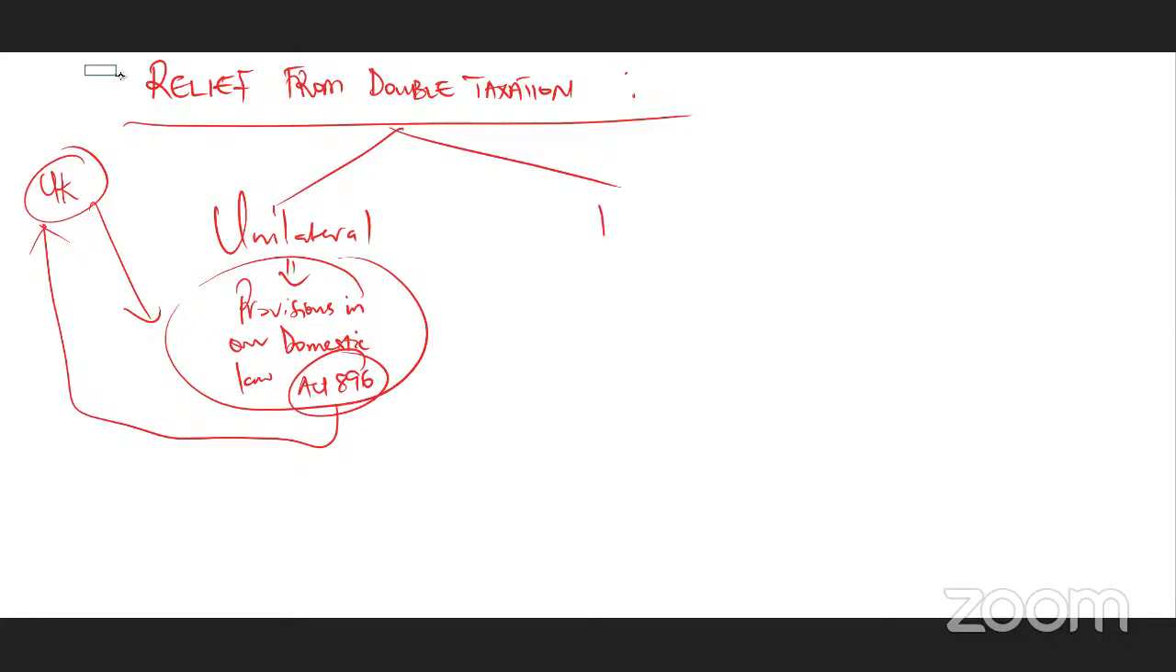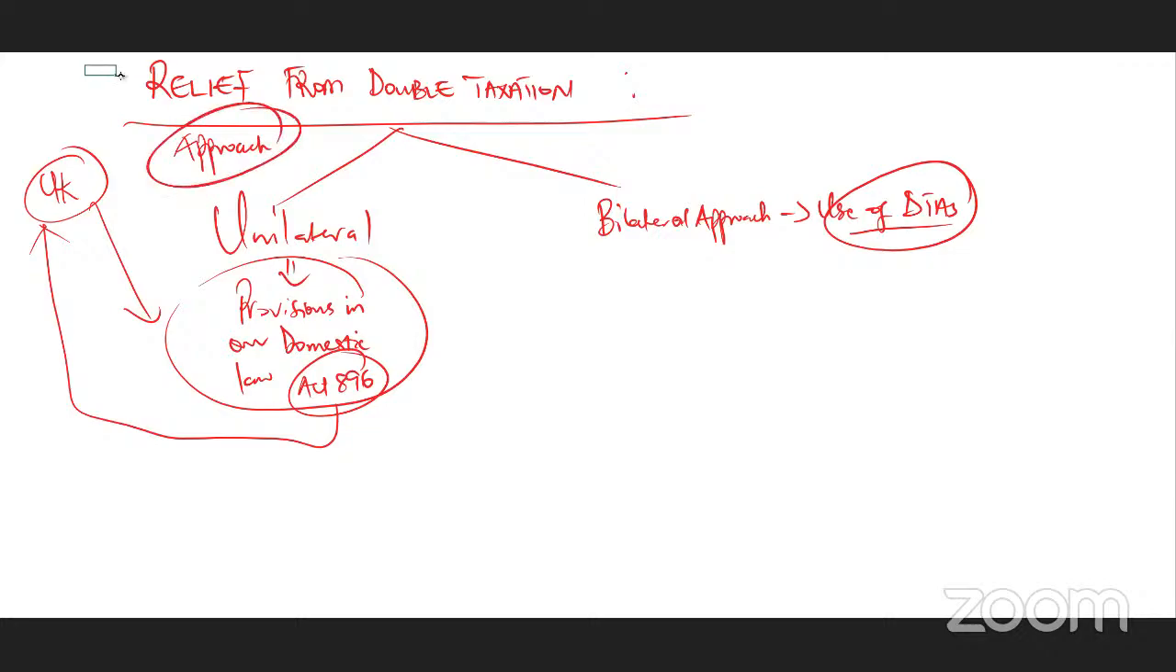The second type is the bilateral, right? There's the bilateral approach. And the bilateral approach is where we use DTAs, all right? So we have two approaches to relieve people from double taxation, which is what? Unilateral approach and then bilateral approach, okay? So this is the first type of question, the approach for relieving people, okay?